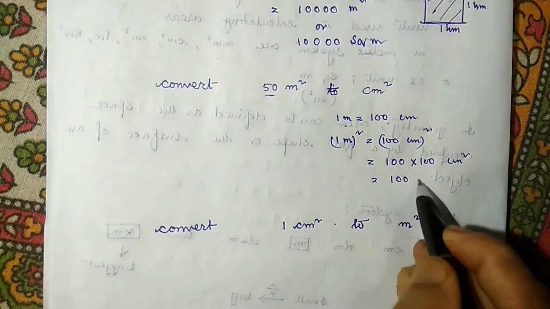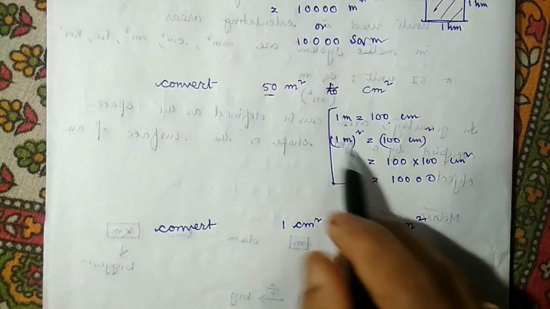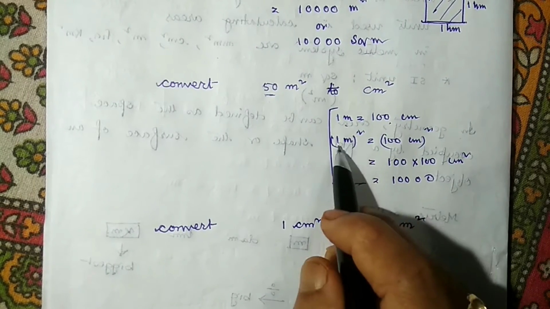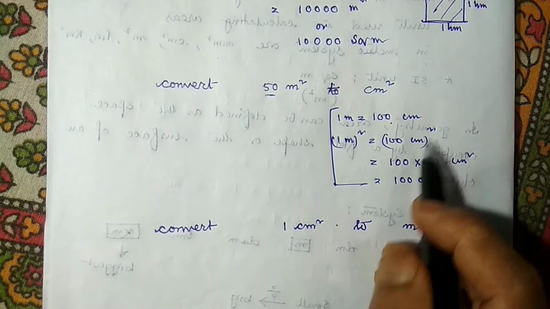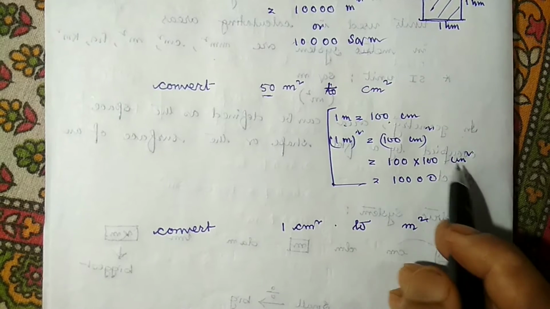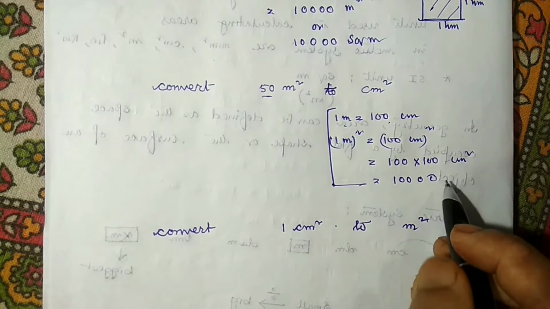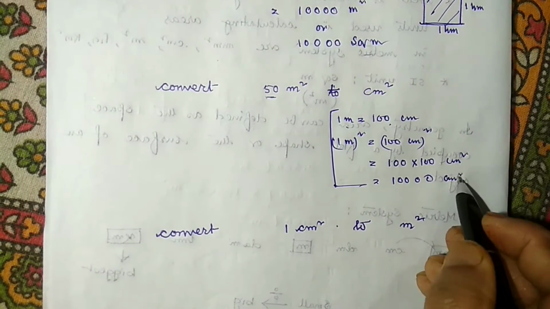So 1, 2, 3, 4. Clear? So 1 meter is 100 centimeter. So 1 meter square is 100 centimeter square. So 100 into 100, and here I have written cm square. So it is 10,000 centimeter square.